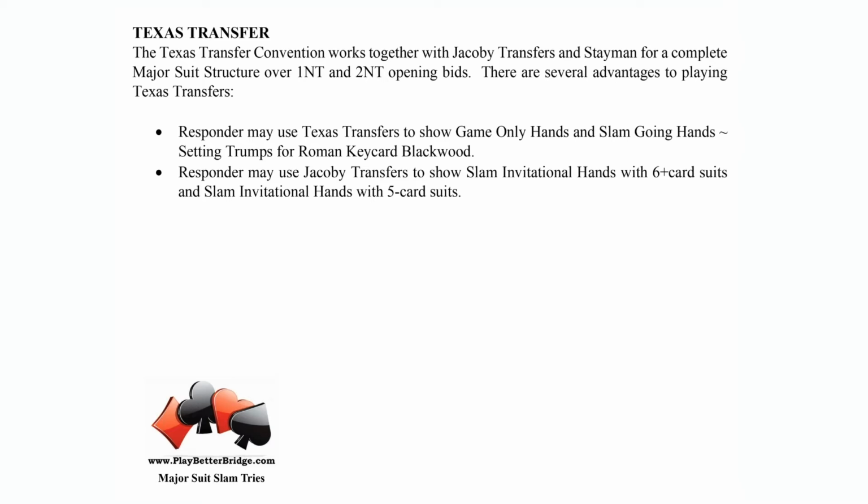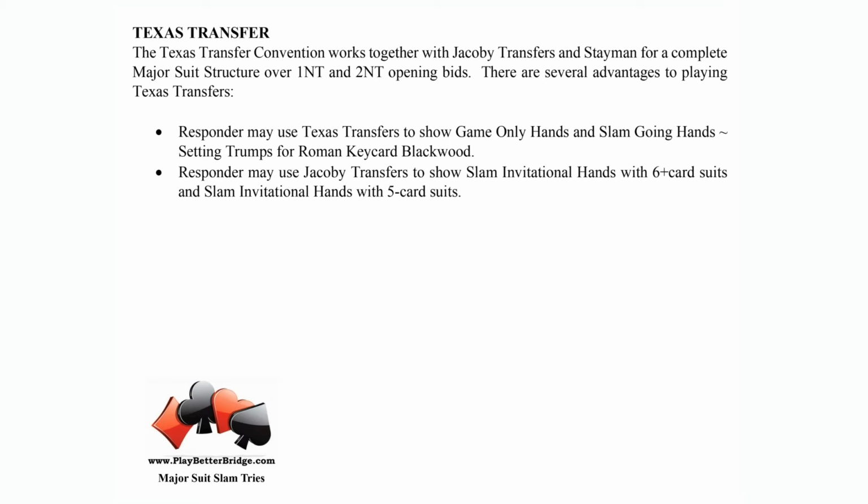And you are familiar with the Jacoby transfers. Well, he was the creator of both Jacoby transfers and Texas transfers. And we're going to look today at how the Jacoby transfer and the Texas transfer are going to build our major suit structure after partner opens some level of no trump, 1 no trump or 2 no trump opener, or 2 clubs, 2 diamonds, 2 no trump opener.